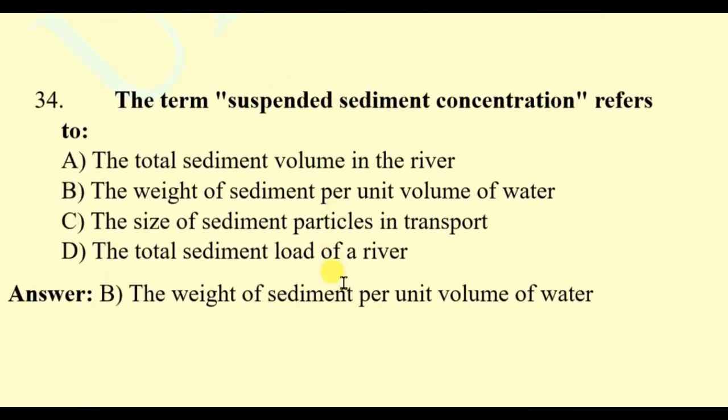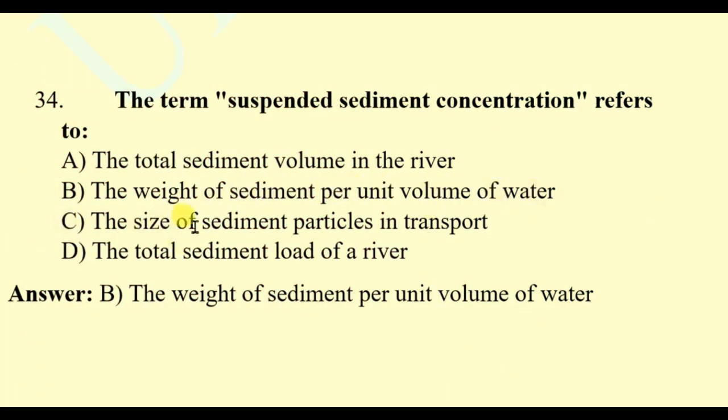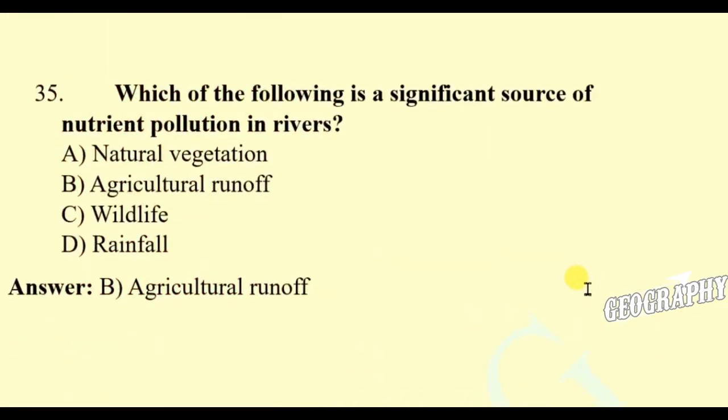Question 34. The term suspended sediment concentration refers to the total sediment volume in the river, the weight of sediment per unit volume of water, the size of sediment particles in transport, the total sediment load of a river. Here the right answer will be the weight of sediment per unit volume of water.